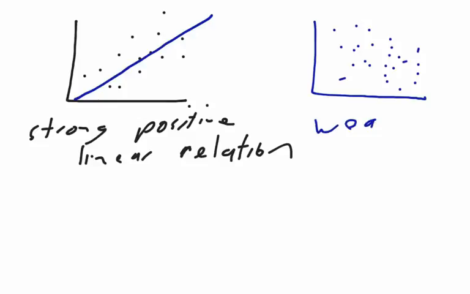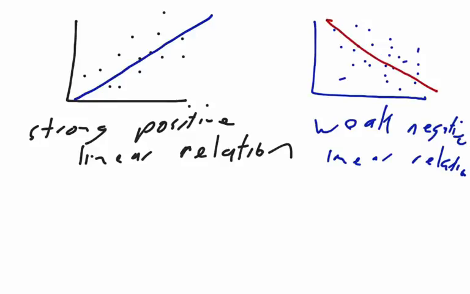This would be considered a weak, negative, for lack of a better term, linear relation. Because if I draw the line down here, it's going down. There's some points that are nowhere close to the line, like this one over here. But it's definitely going down.